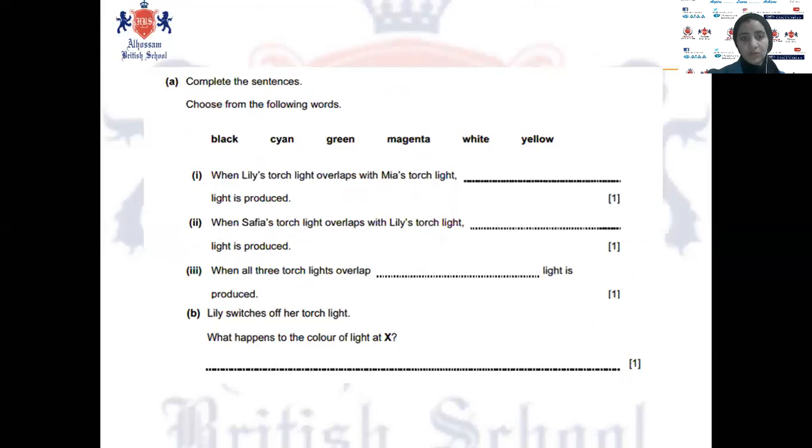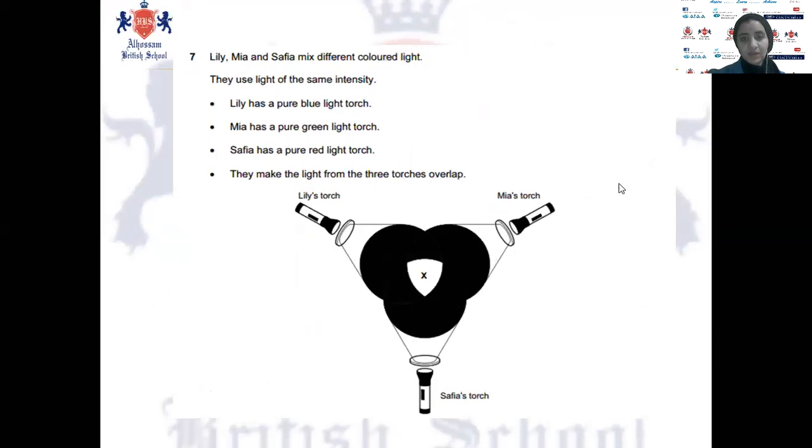When Lily's torchlight overlaps with Mia's torchlight, look at the pictures. Lily and Mia. Where is Lily? Lily is blue, Mia is green. Blue and green make cyan. Cyan, C-Y-A-N. Excellent.